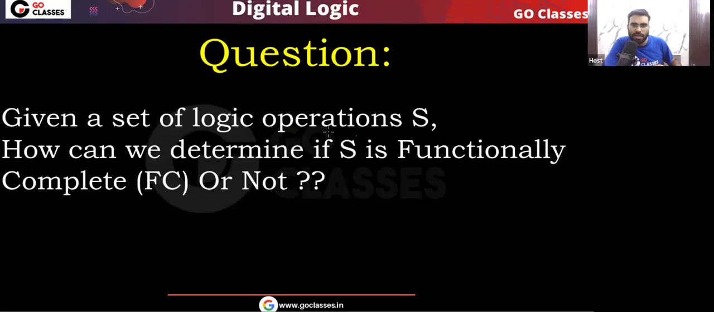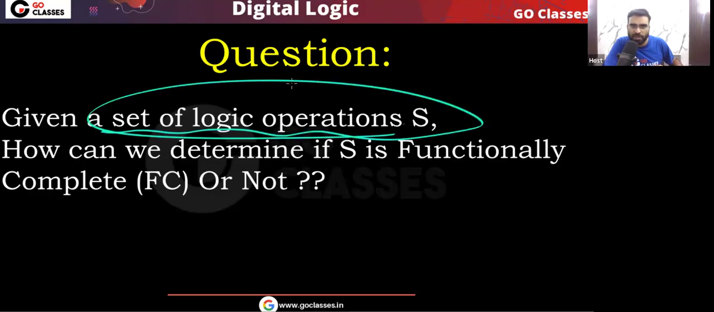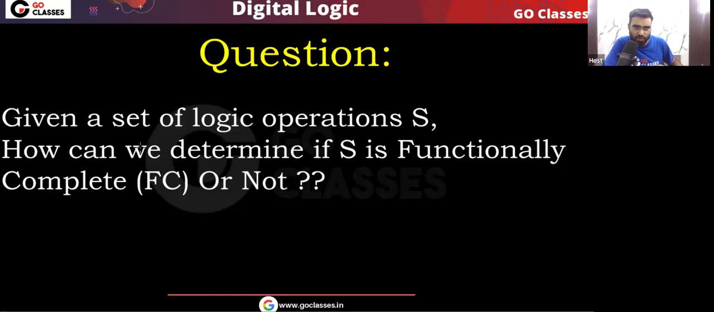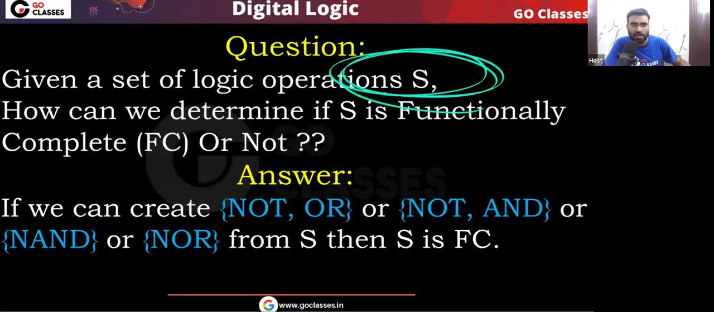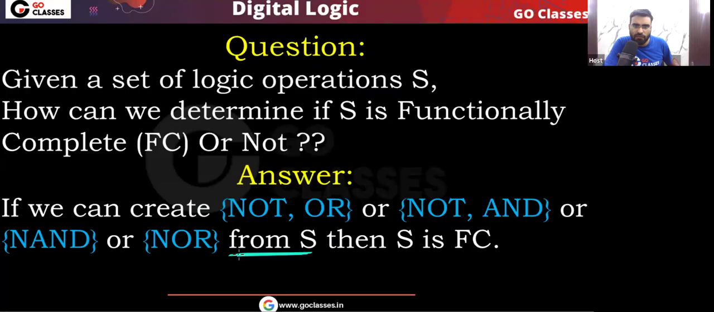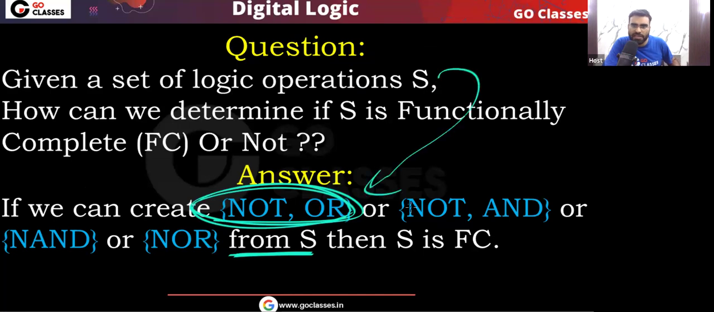Very simple. If I give you any set of logical operations, any set of Boolean functions, and I ask you, is this functionally complete or not? What you can do is try to create OR, comma, NOT. Please focus: from this S, if we can create OR, comma, NOT, can I say S is functionally complete?